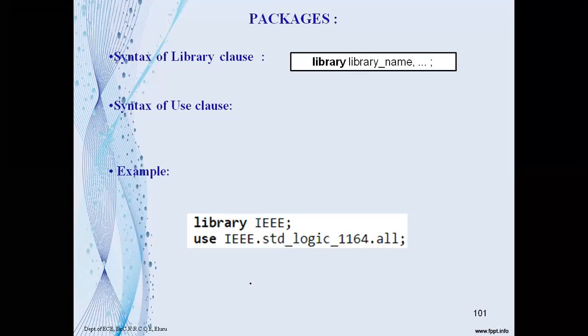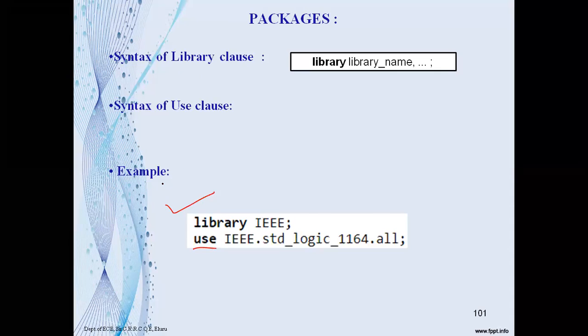So the standard libraries in VHDL are called by their library name. For example, here you can see library IEEE, which means that you want to use this IEEE library for designing your digital system. And in that library, if you want to use any particular package, that will be called by the use clause.